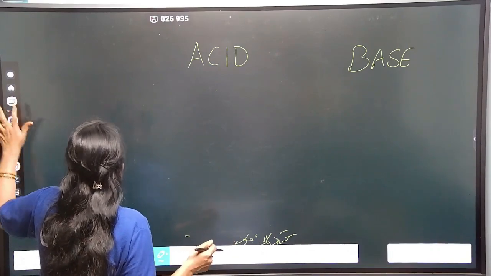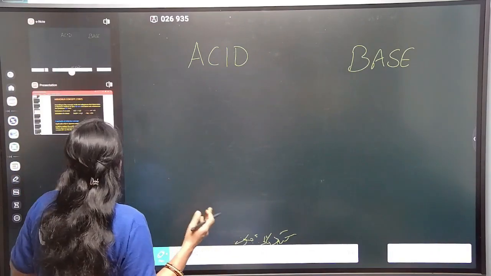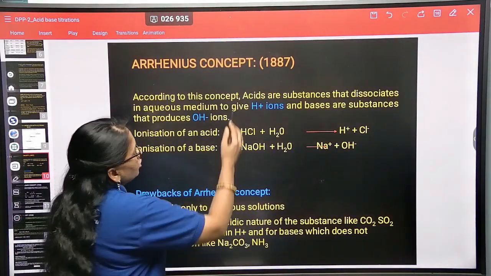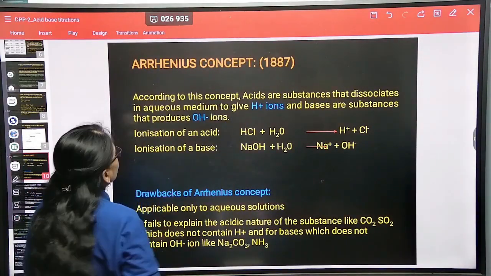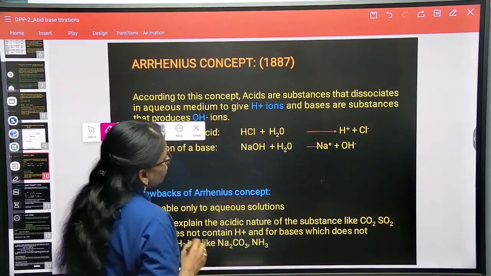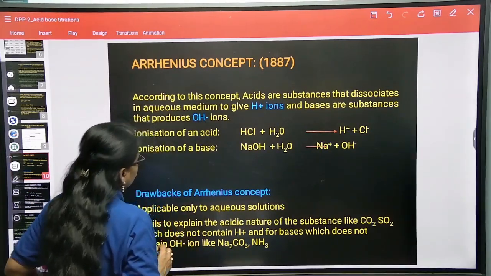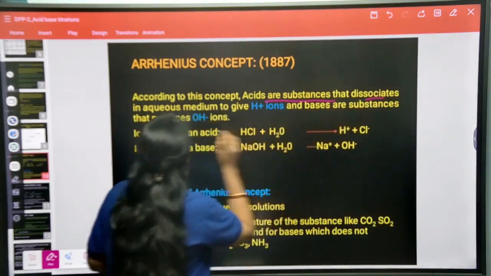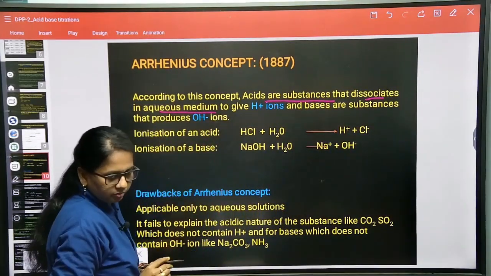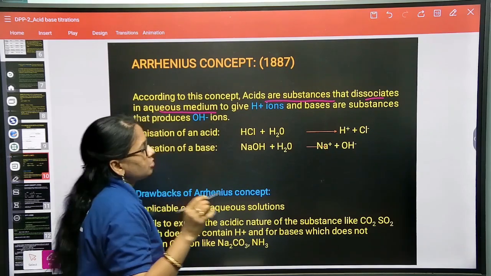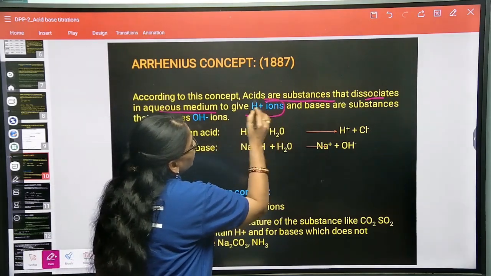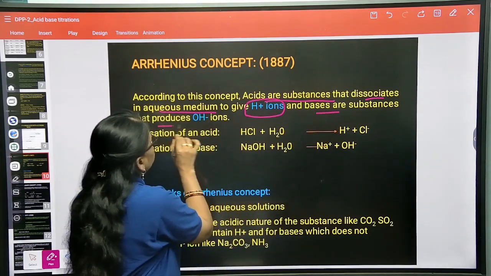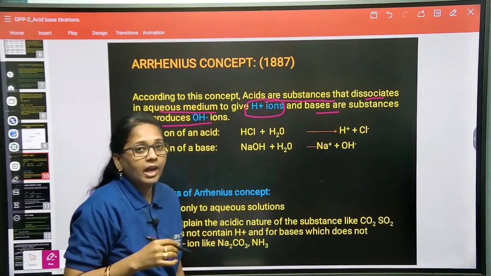You are going to learn about the three theories involved. So first of all, let us have the Arrhenius concept. Arrhenius defined this concept in 1887. In this theory, he said that, according to this concept, acids are the substances that dissociate in the aqueous medium. We need the help of the aqueous solution here to give the H plus ions. Okay. And bases are the substances that produce the OH minus ions in the aqueous medium.